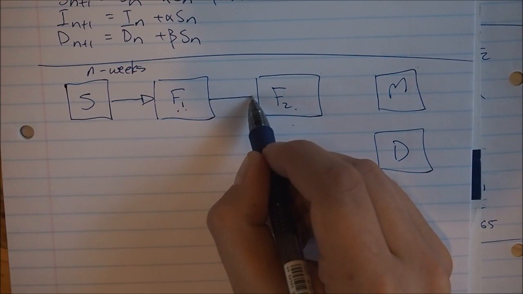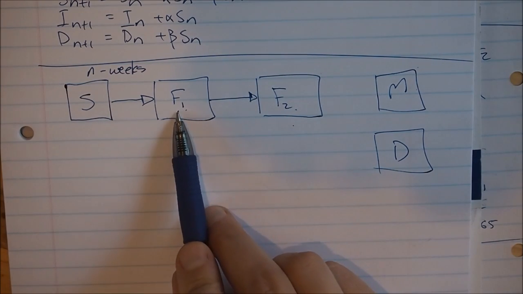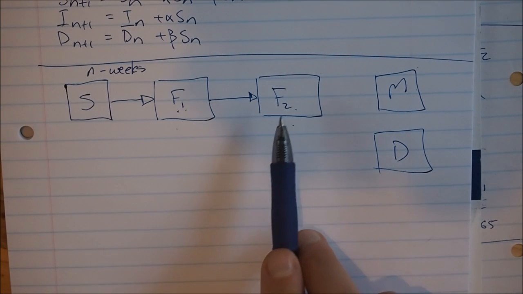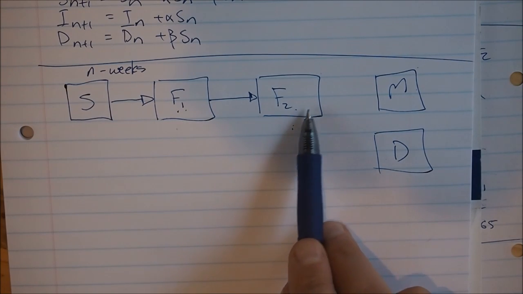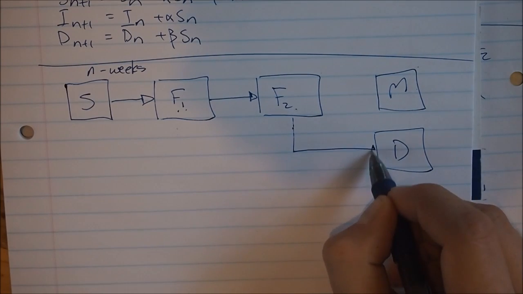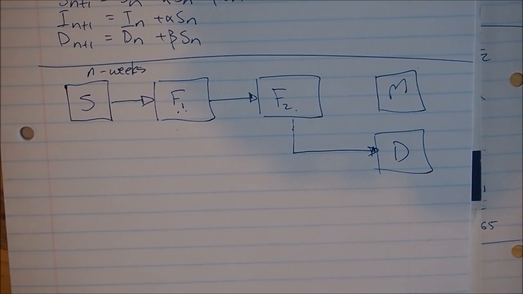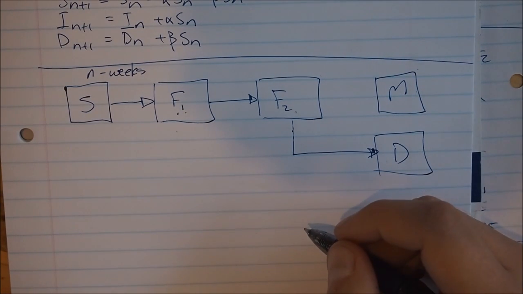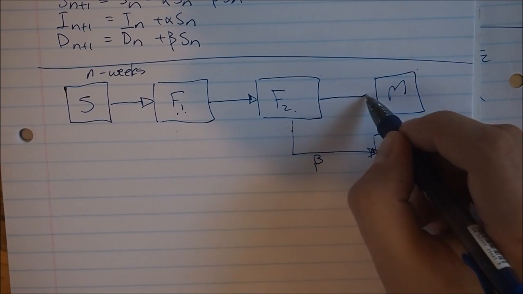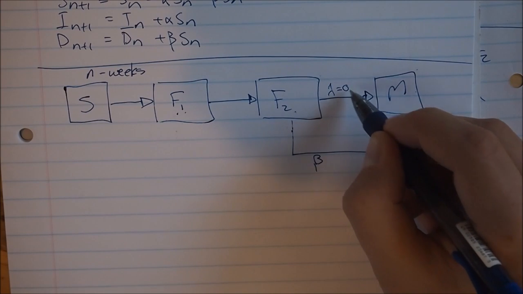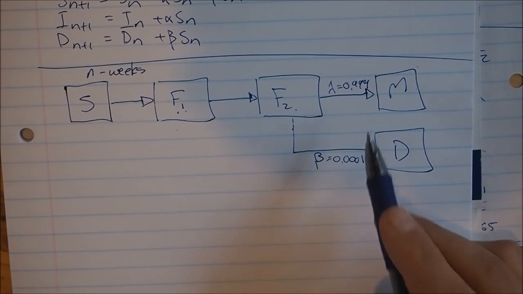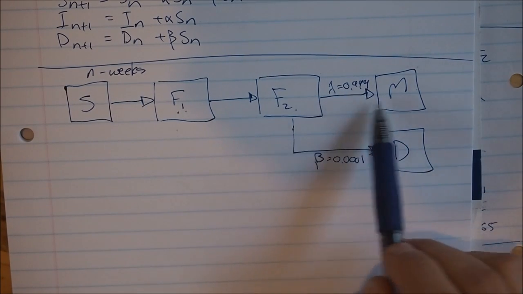Once you're infected, you can only move to F2. So if you're infected in the first week, you can only move into the infectiousness of the second week, because the problem states that people who die from the disease only do so because of complications late in the infection. So a small proportion of them will die, and we call this beta, 0.0001. And then a much larger proportion, called lambda, equals 0.999. So 99.9% of people then become immune.